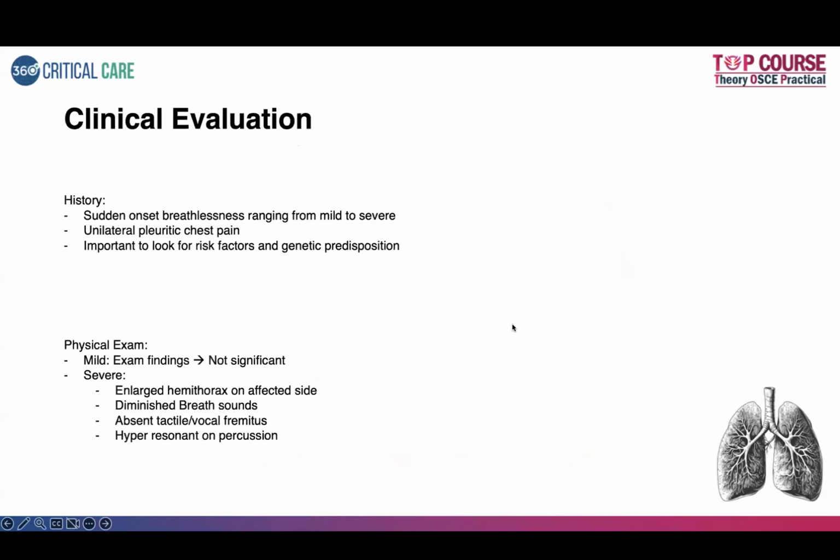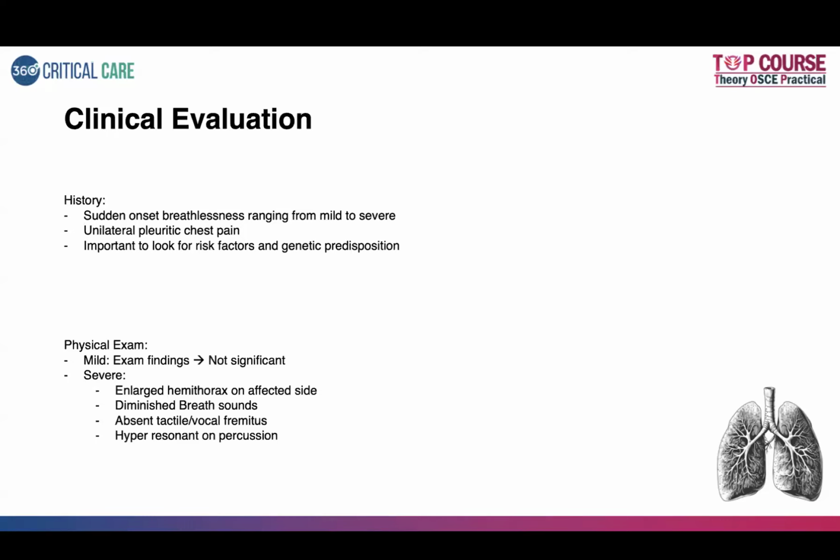So clinical evaluation, from a history perspective, usually they will present with sudden onset breathlessness ranging from mild to severe, if they are conscious. Usually they may complain of unilateral pleuritic chest pain, and it is always important to look for risk factors and genetic predisposition in patients who present with pneumothorax but with no other preceding or predisposing history like trauma or any iatrogenic factors.